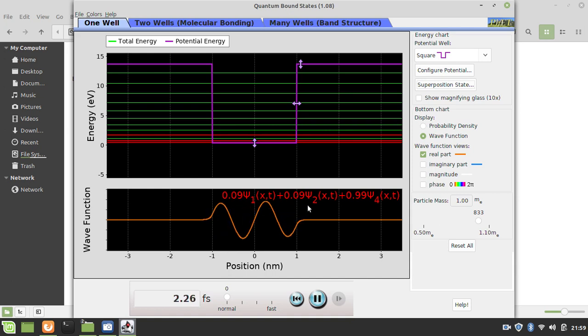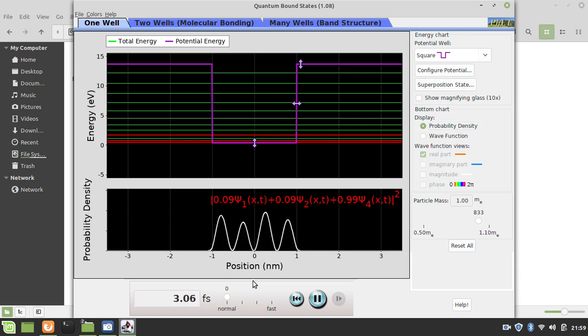What a wonderful way of viewing this. This is the probability density. So it's fun, you can play with this. While at home under lockdown, it's better to play with quantum.